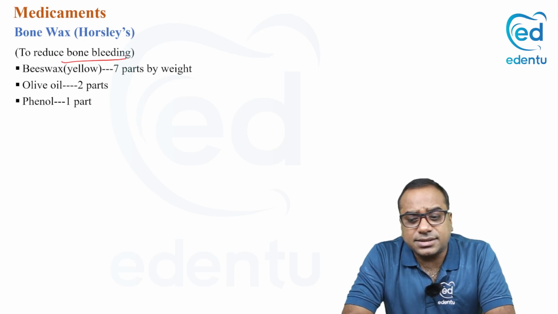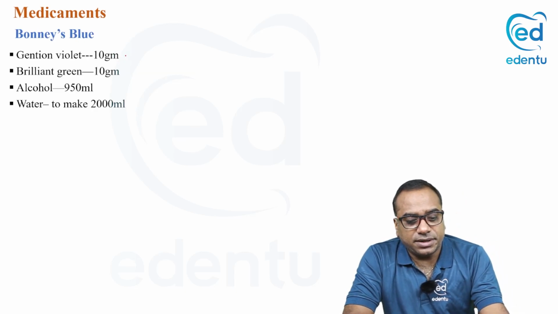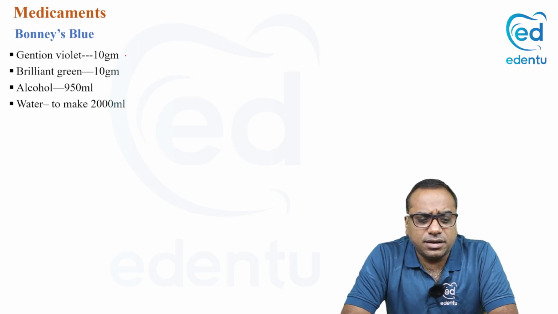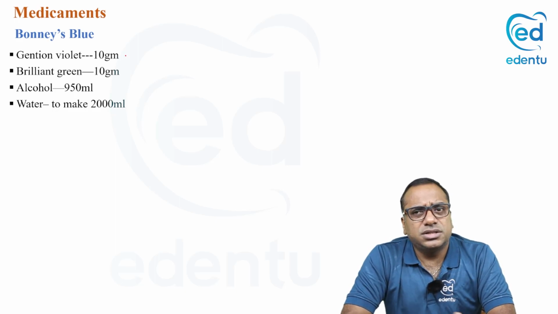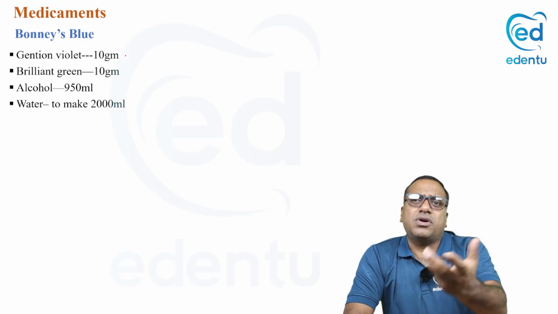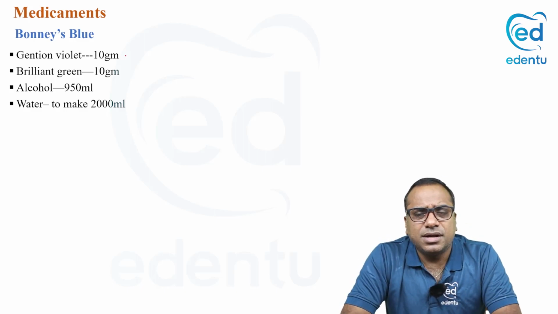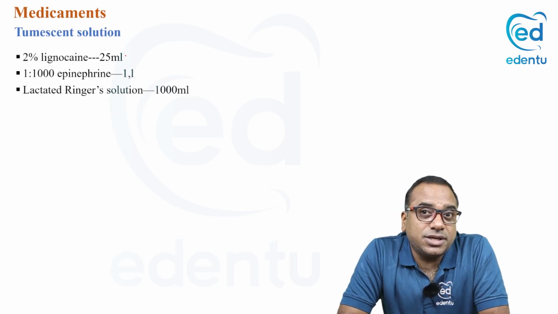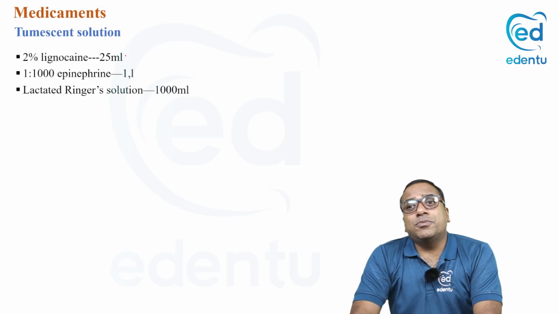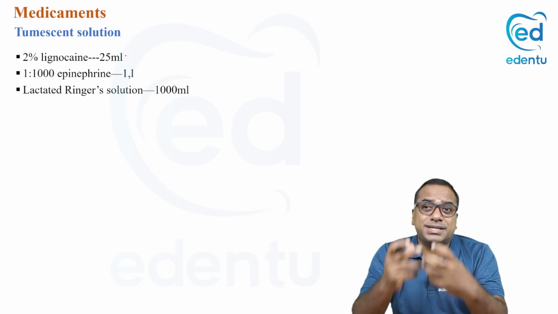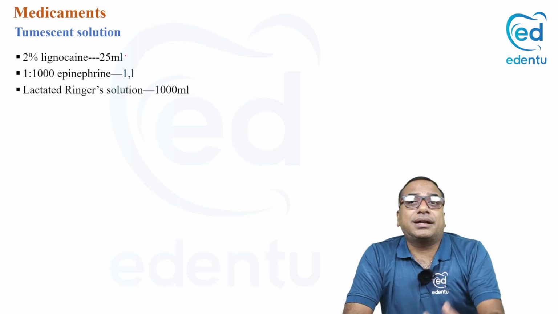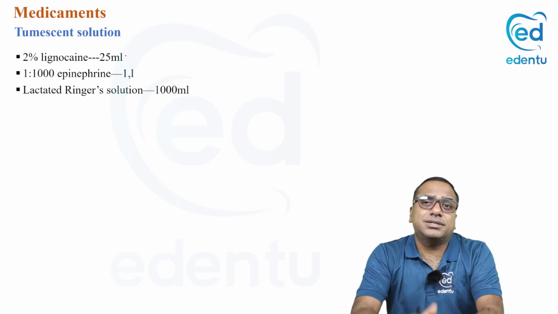Next, coming to Bonney's solution. This is not important. It is gentian violet, brilliant green, alcohol and water. This is the composition. This is just one of the things, so I just added it; it's not that important. Next is tumescent solution. Very important. What do you do? You mix local anesthesia, that is lignocaine, and ringer lactate solution. You mix it and make it a solution.